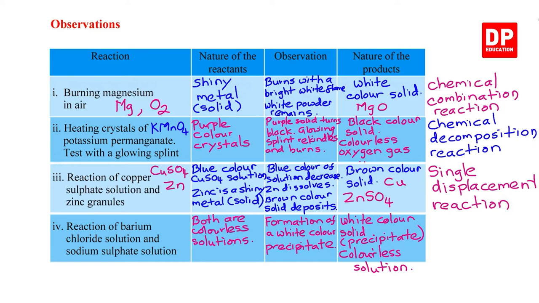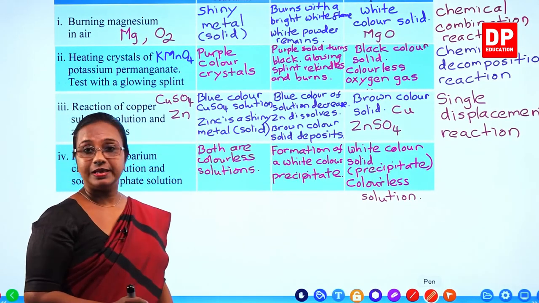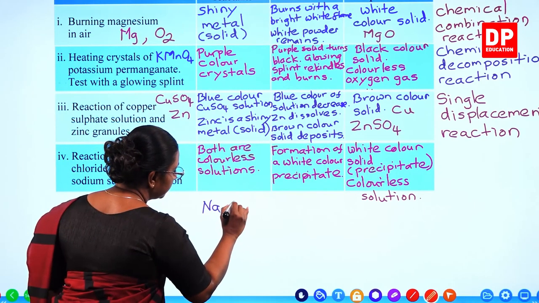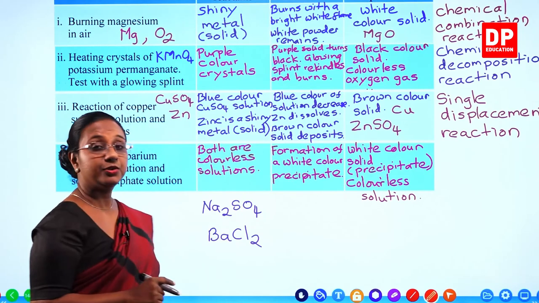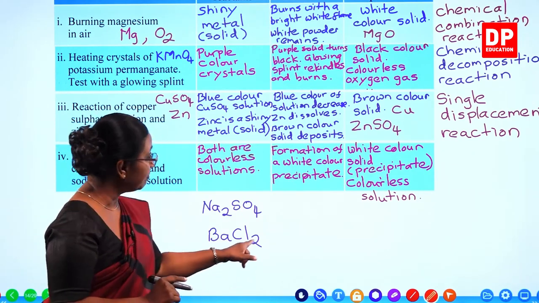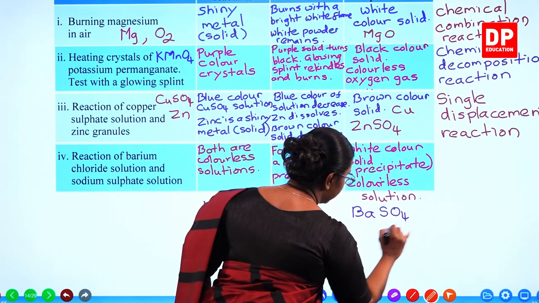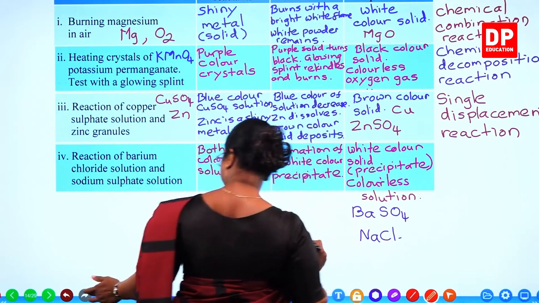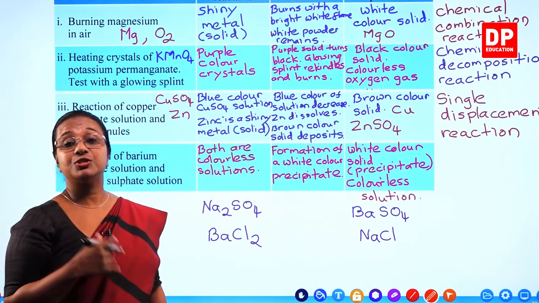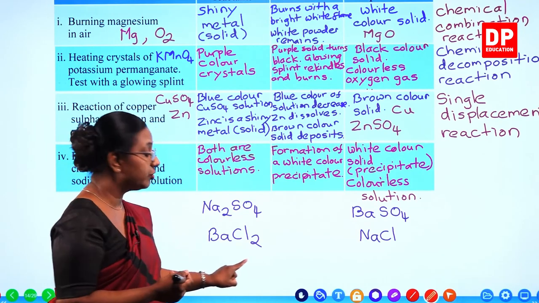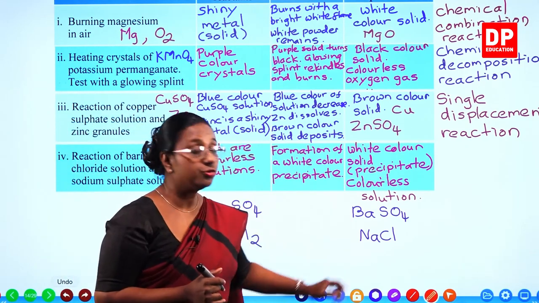Then we have the last type. What are the reactants? We had sodium sulfate, Na2SO4, you all are familiar with chemical formulae, and barium chloride. But as products, we get barium sulfate and sodium chloride. Barium sulfate is the white color solid, white color precipitate, and the sodium chloride solution is the colorless solution. So here initially you have two compounds, both colorless solutions. Those are the reactants. So, two reactants forming two new products.